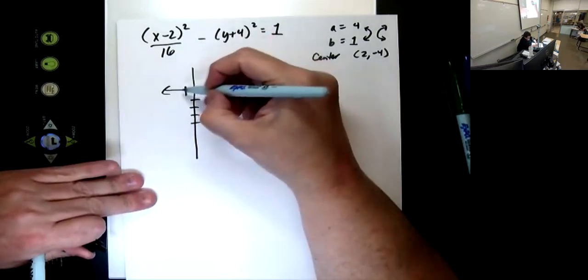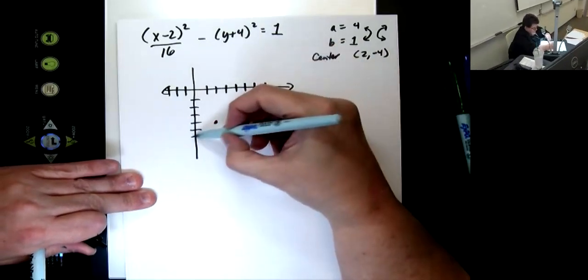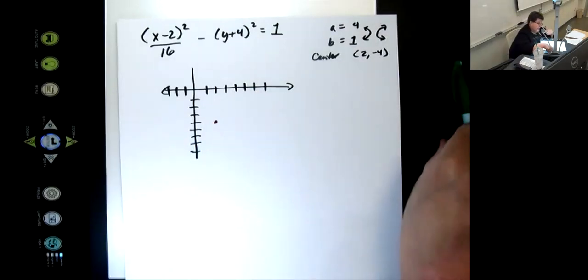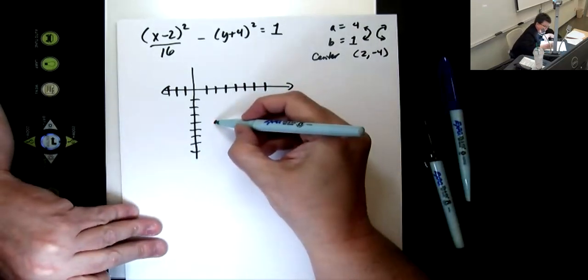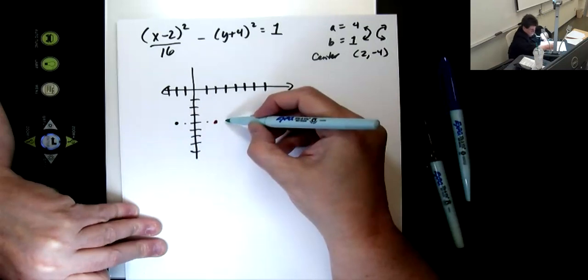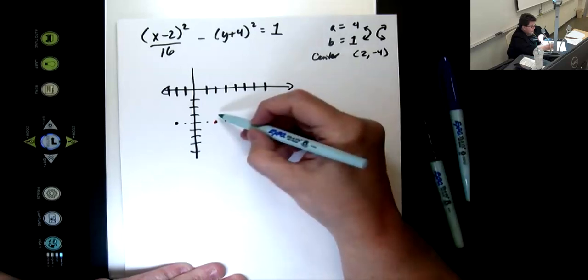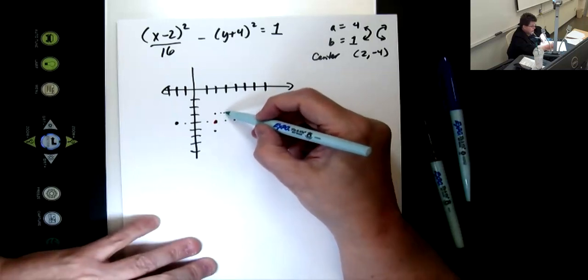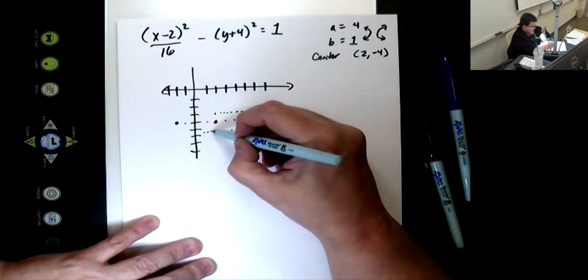I'll put some more hash marks over here. All right, so we have to make our box. A is left and right 4: 1, 2, 3, 4. And I go only up and down 1, which means my box is like this, if I drew it a little bit better.